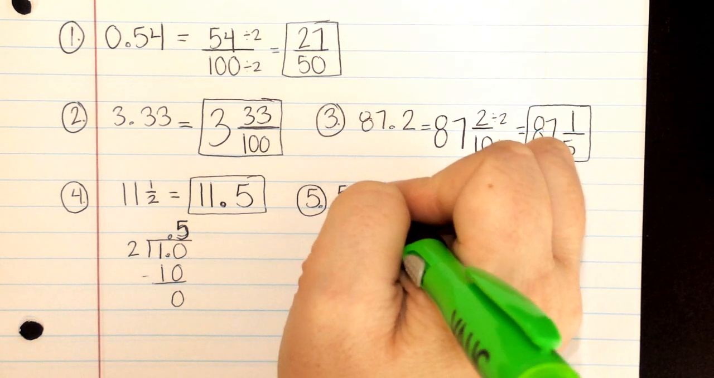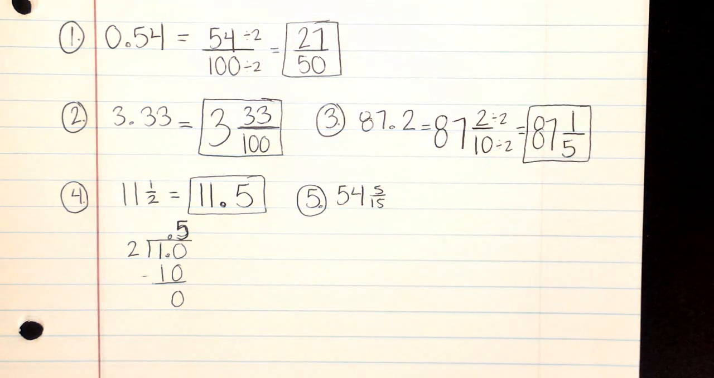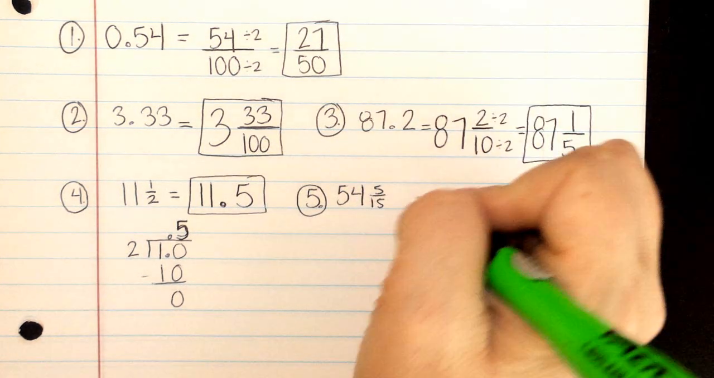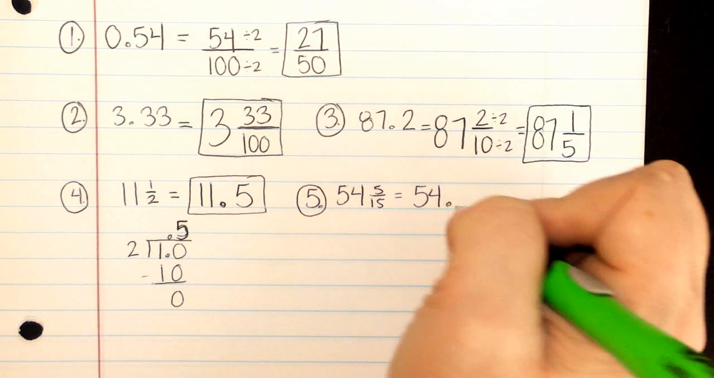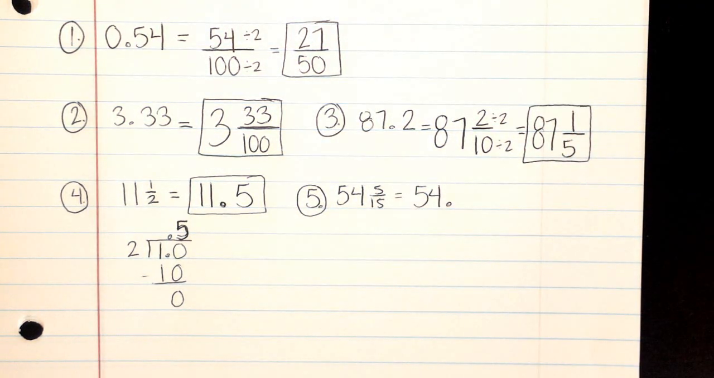So 54 and 5/15. What can I go ahead and put in front? 54. If it's in front of the fraction, it's going to be in front of the decimal. So there we go, 54 and a dot. All right, how am I going to set it up to work this problem out? Raise your hand, someone new. Easton, can you help me out with that?